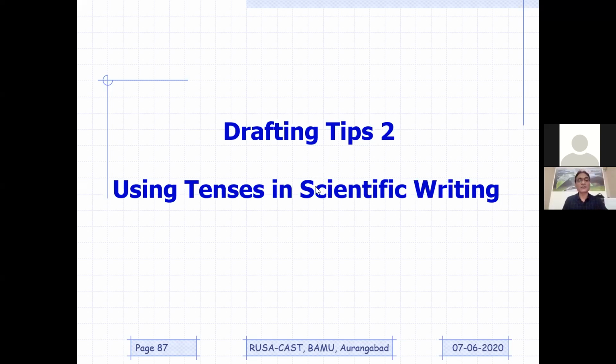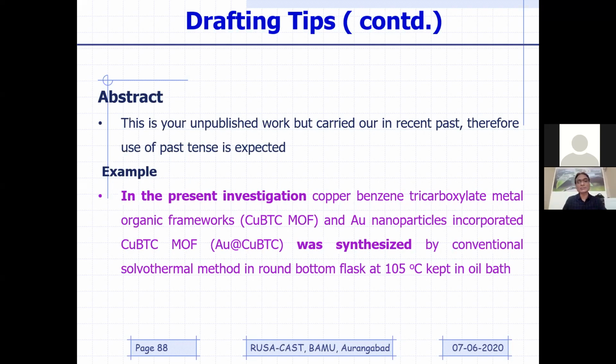impact of your manuscript. Drafting, then use of tenses. Tenses are also very important: when the present tense is to be used, when the present perfect tense is to be used, when the past tense, and when the future tense is to be used. This is again very, very important. I'm going to tell you some examples.